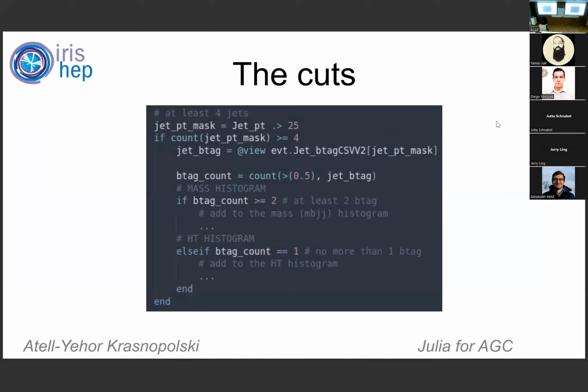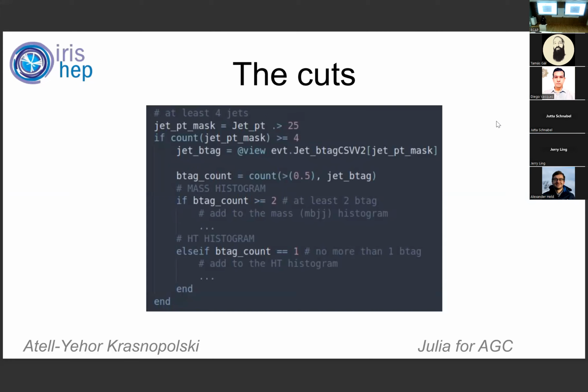If you're interested in which cuts we make for the histograms for AGC in general, it's basically that for each event, we only take events that have 4 or more jets with the pT more than 25. In the reference implementation, there was actually a bug where they had more or equal here, and it produced results not as expected. And then for that event, we count the B tags, and if the number of B tags is higher or equal to 2, we add that event to the mass histogram.